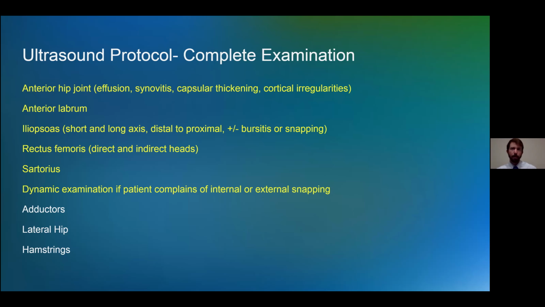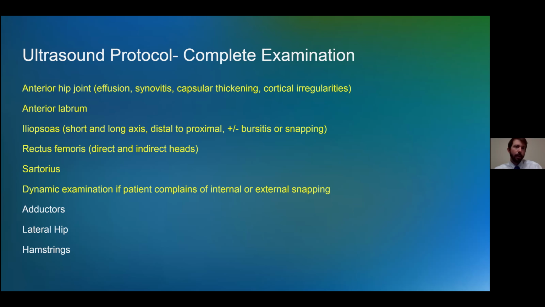So for our complete examination of the anterior hip, this was our ultrasound protocol that we were able to procure and go through in its entirety. These are highlighted in yellow as the specific evaluations for the anterior hip joint. So anterior hip, we're going to evaluate the joint first. We're going to look for effusion. We're going to look for any evidence of synovitis or any capsular thickening. We're also going to scan for any cortical irregularities of the hip joint.